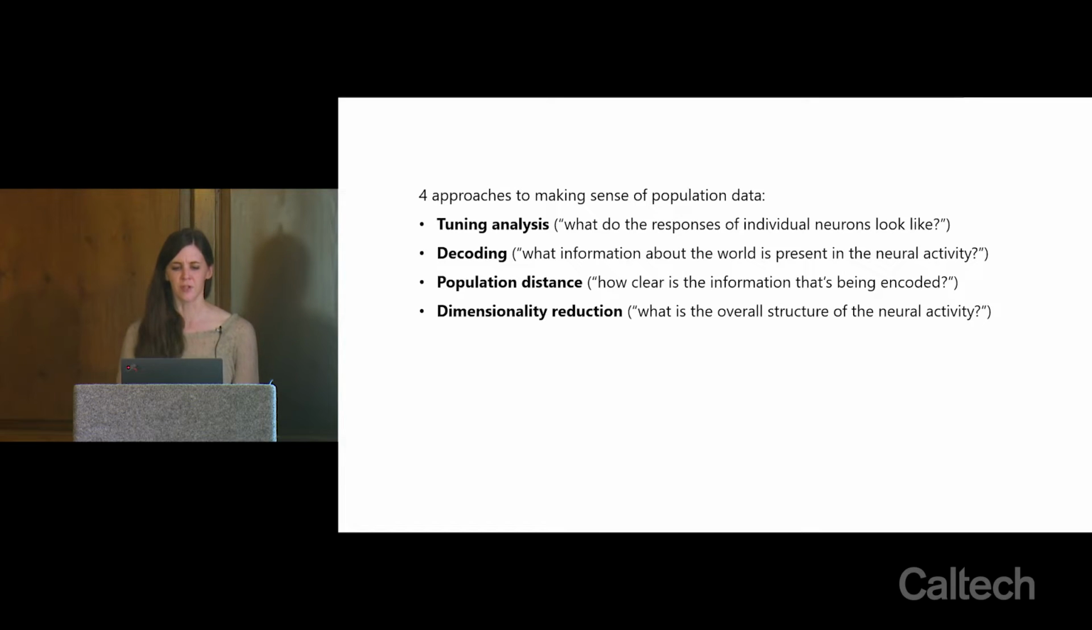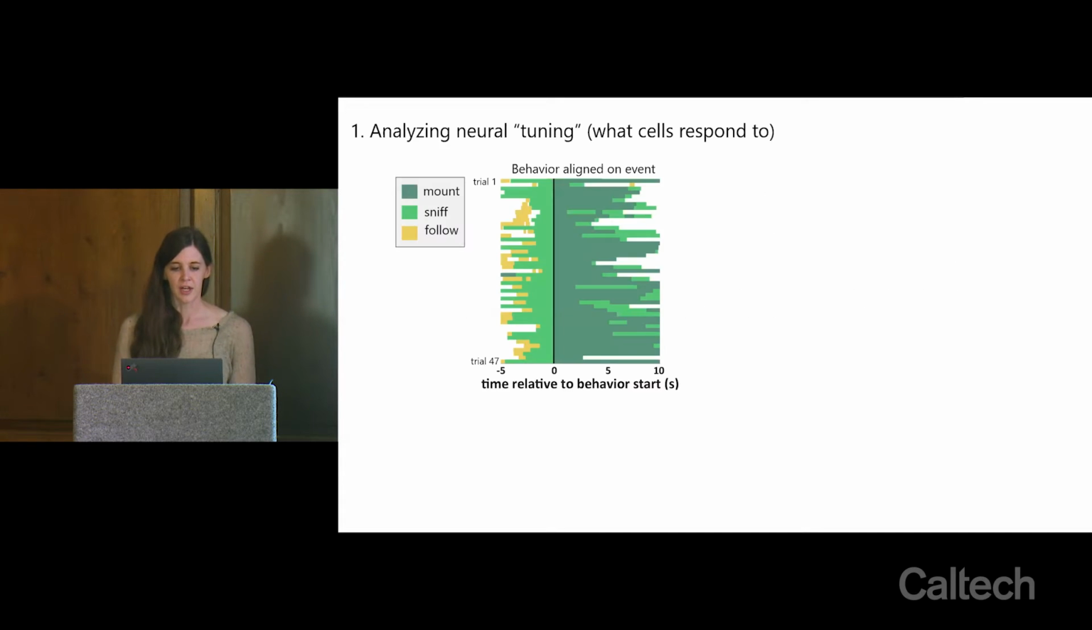So we'll start with looking at the responses of individual neurons, tuning analysis, and understanding what cells respond to. The classical way of doing this is an event-triggered average.